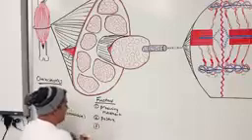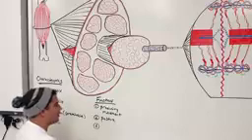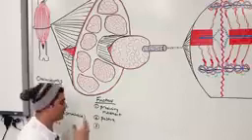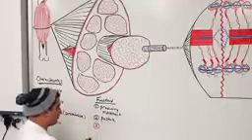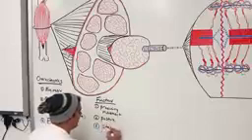Another thing is it wraps around many different types of joints. Because it's wrapping around joints, joints are naturally stable on their own, right? Usually bones are connected with ligaments and other connective tissue structures. But muscles help to stabilize those joints even more. So another function of muscles is they stabilize a lot of our body's joints.